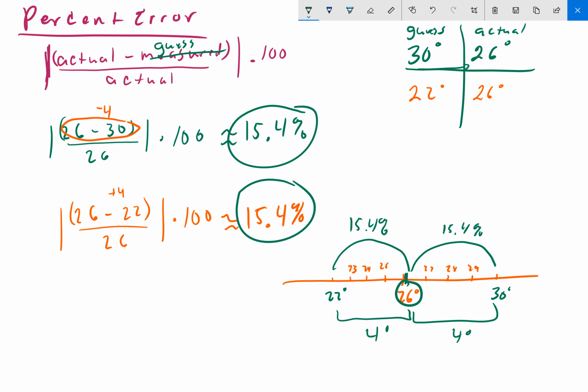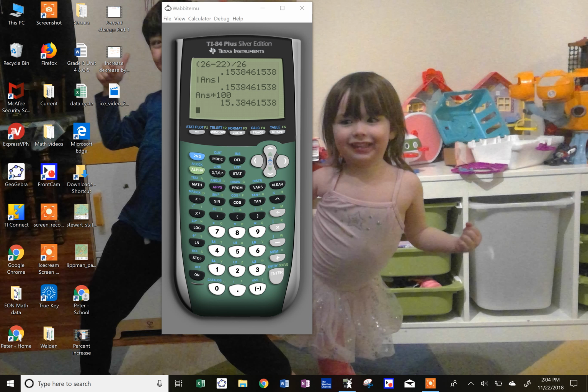So that's it. That's percent error. It's actually really useful. Scientists use this all the time. Normal people should use this all the time. I'm not sure. But in any event, that's it.